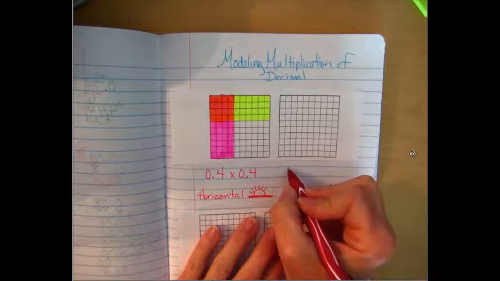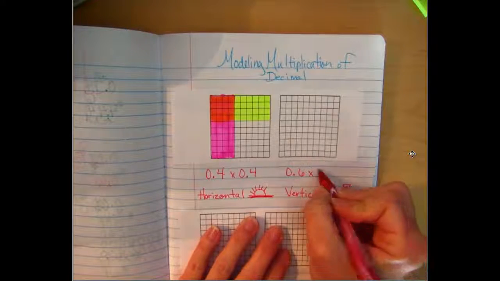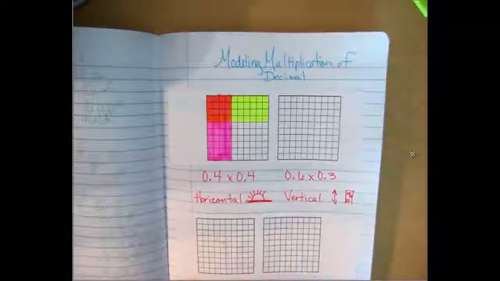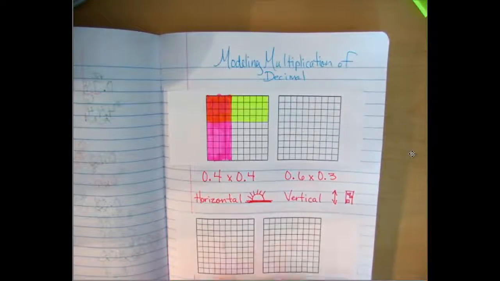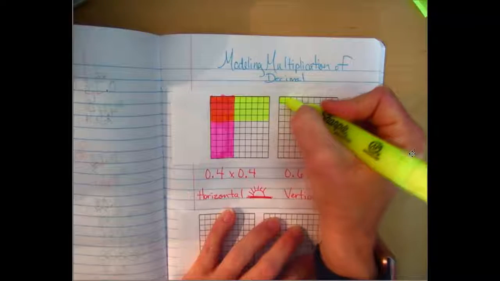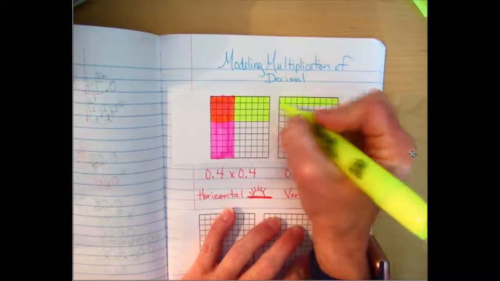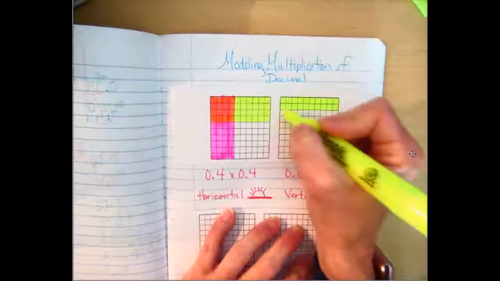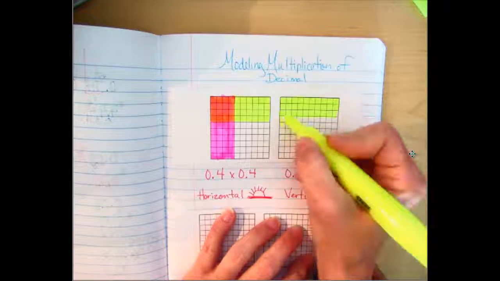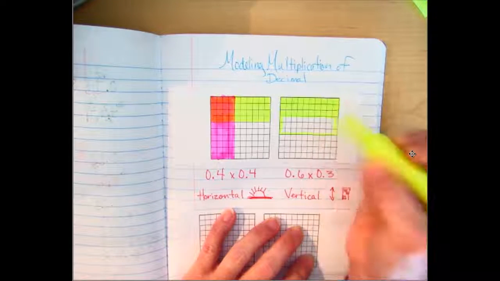So let's say I want to show 6/10 times 3/10. I'm going to start with my first color and I'm going to do 6/10 this way. Could I do it the other way and do it vertically? Yes. Yeah, sure. It's still going to show the same thing. It just makes sense to me to knock out the horizontal rows and then take care of the other ones. So I'm going to shade in 6/10 this way.